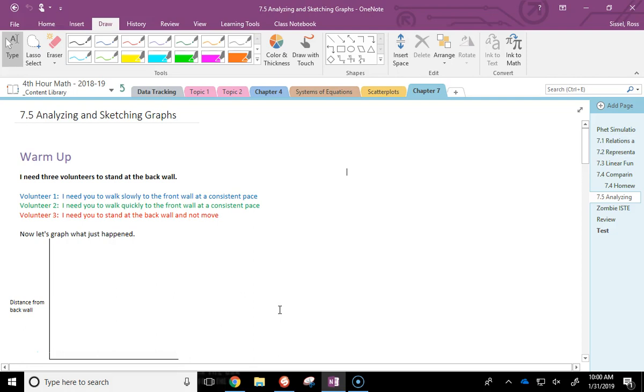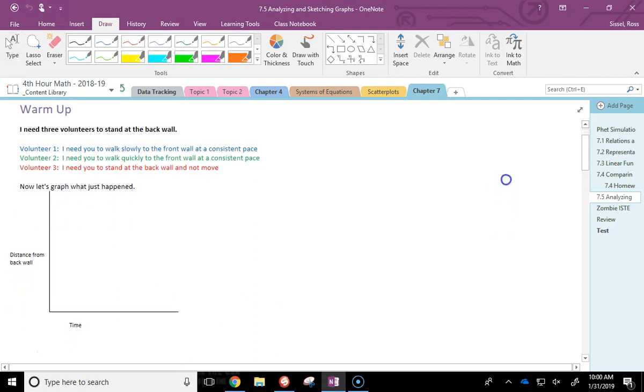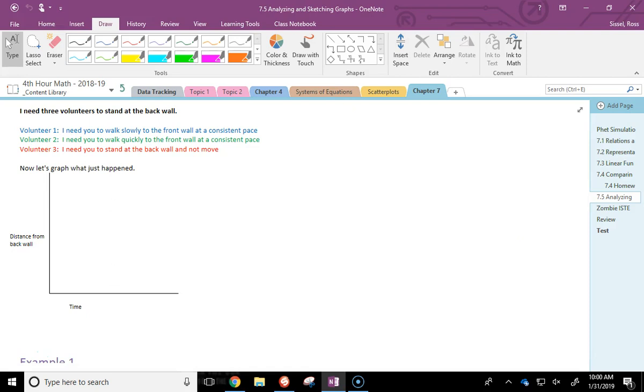So we've done a lot. First, what's a function? How do we identify a function? What is a linear function? How do we graph those? What's a linear function versus nonlinear? And now today, we are going to work on creating a graph, on how some of them are different. So I need 3 volunteers.